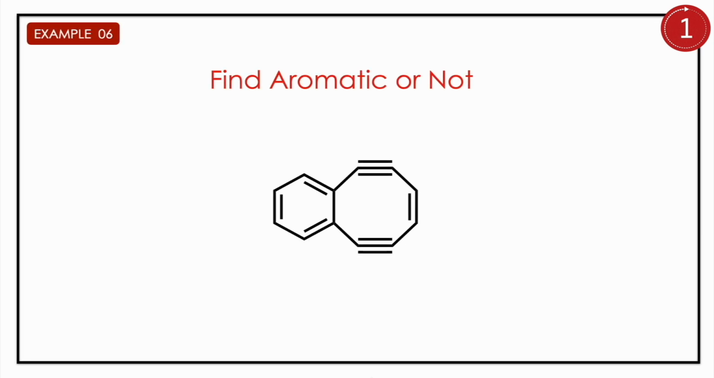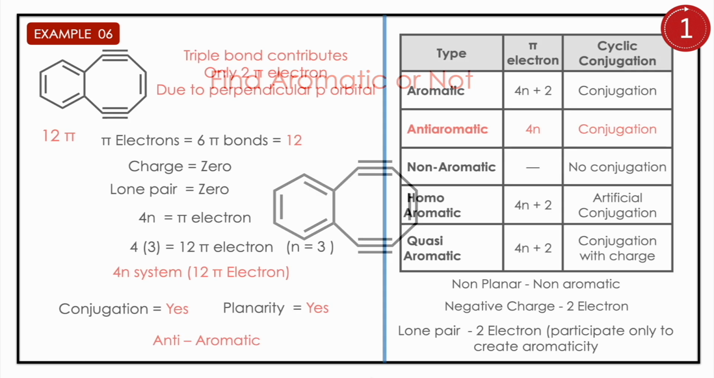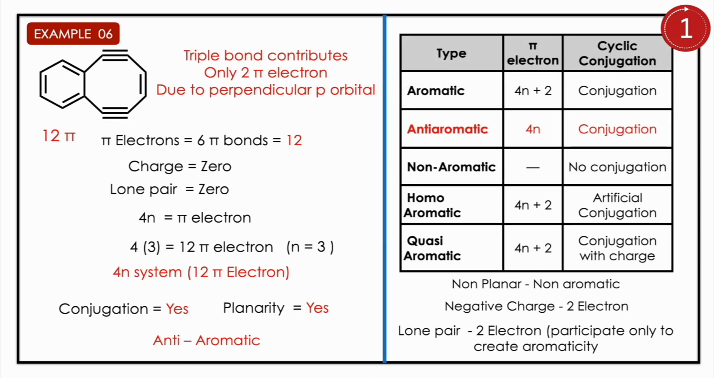Then the next example, here benzene fused with an 8-member ring, 2 alkynes and 1 alkene in the 8-member ring. You should find whether the given compound is aromatic or not. Here we start from fundamentals, but our question is how many electrons the triple bond contributes. Because you have a triple bond, it can provide 4 pi electrons, but only 2 participate in the delocalization.